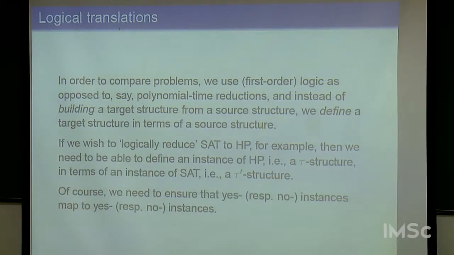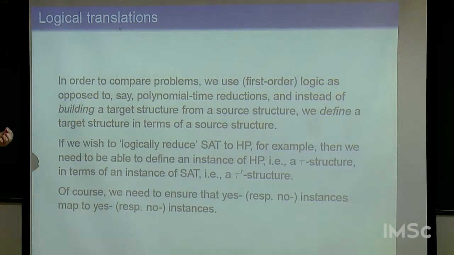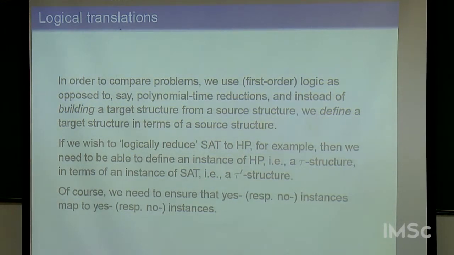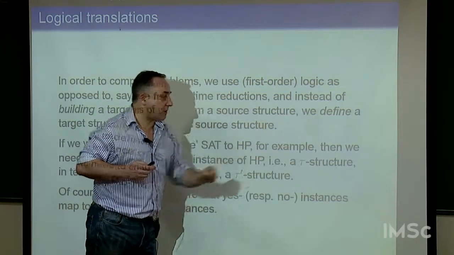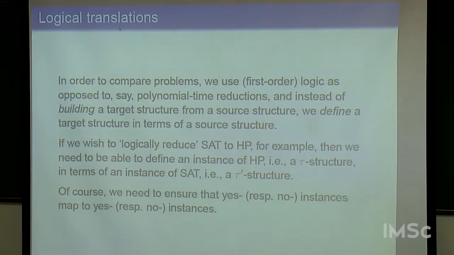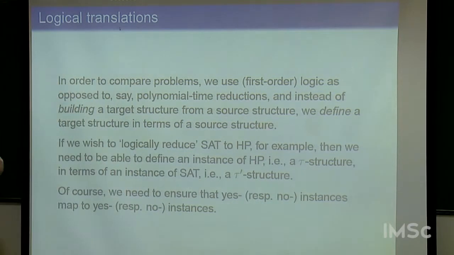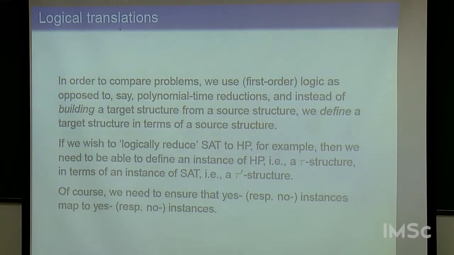If we want to logically reduce one problem to another, for example, satisfiability to HP, then what we've got to do is define an instance of our target problem, HP, in terms of an instance of our source problem, satisfiability. So we've got to come up with some way of defining a tau structure, where tau is the signature binary relation symbol E, constant symbols C, D, in terms of a tau prime structure, where tau prime is the signature consisting of two binary relation symbols, P and N. And of course, we have to do this so that yes instances map to yes instances, no instances to no instances, and so on.